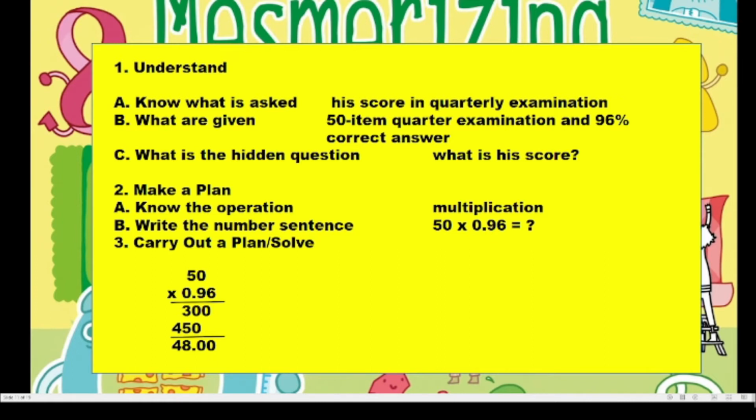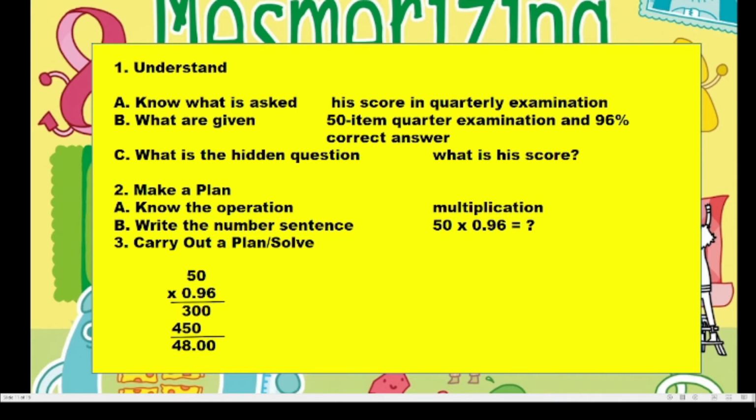His score in quarterly examination. What are given? A 50-item quarterly examination and 96% correct answers. What is the hidden question? What is his score? Number 2, make a plan. Know the operation. The operation is multiplication. Write the number sentence: 50 times 0.96 is equal to... that's what we're looking for.